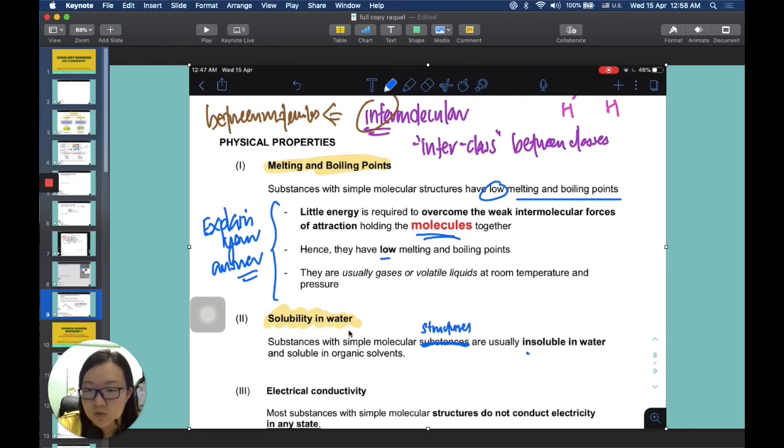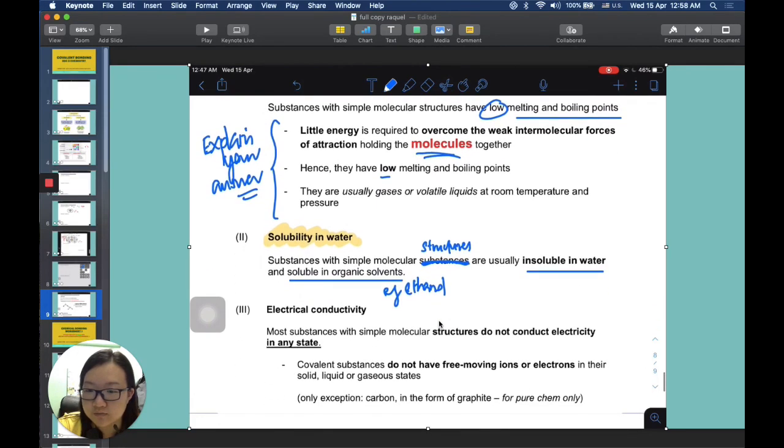Secondly, solubility in water. This is the complete opposite from ionic compounds. Covalent compounds are usually insoluble in water, but they are soluble in organic solvents, such as ethanol.